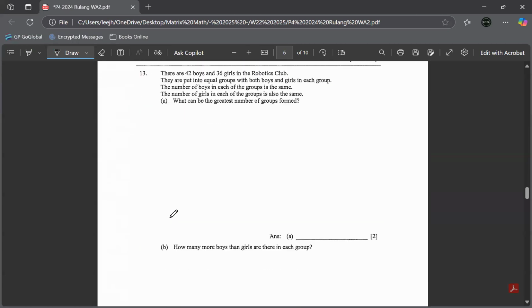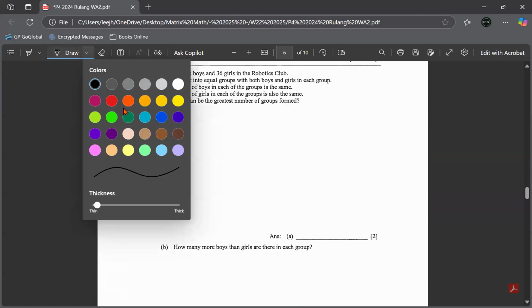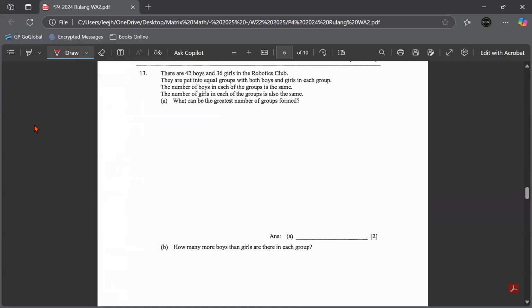Let's look at question 13. There are 42 boys and 36 girls in the robotics club. They are put into equal groups with both boys and girls in each group. The number of boys in each of the groups is the same. The number of girls in each of the groups is also the same. What can be the greatest number of groups formed?